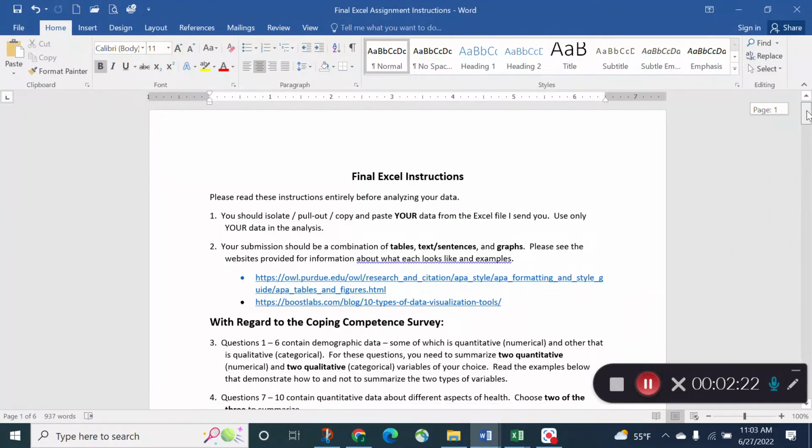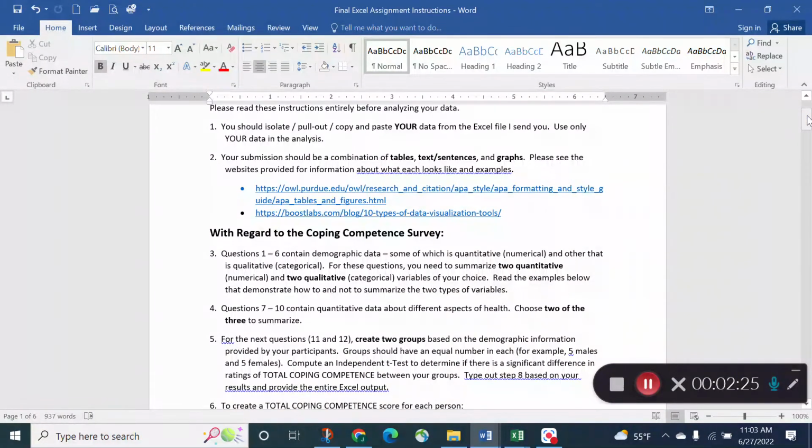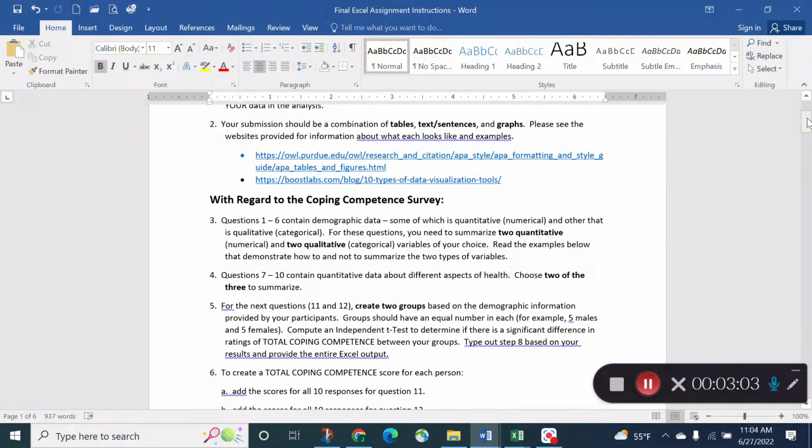I've given you some resources here, some websites. The first one, the OWL Purdue, is related to how you present data in table form per APA. So you can take a look at that. The second one shows different ways to represent data graphically. If you think back to our test 1 material, Excel, that whole first page of stuff talked about how to create pie charts and histograms and bar charts, etc. So between these two websites and the very first page of that document, you should have a good idea of how to do the graphic part of this at least.